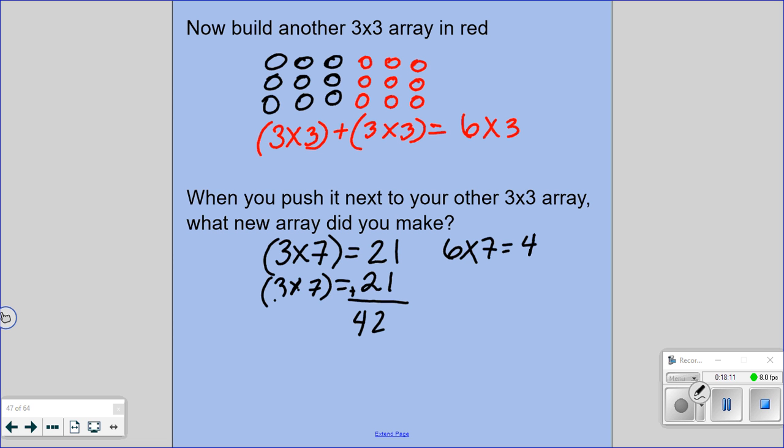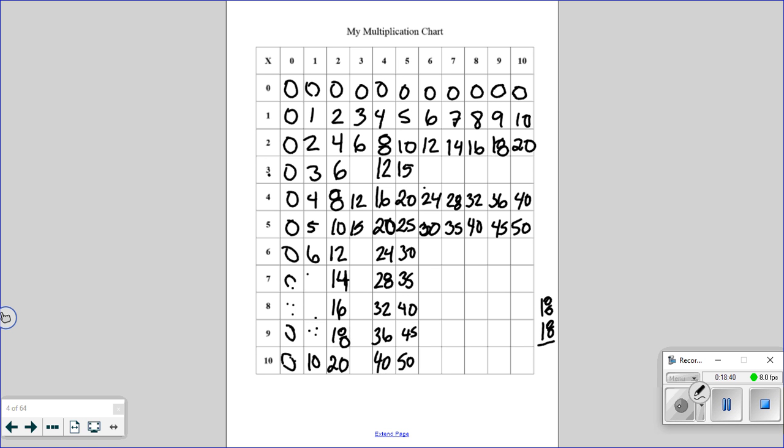42. Did you have to skip count by your 6s to figure that out? No. Did you have to skip count by your 7s? No. Did you have to draw so many tally marks? No. It's like a shortcut. I like shortcuts. I can figure out my 3s and then double it to get my 6s. Pretty cool.